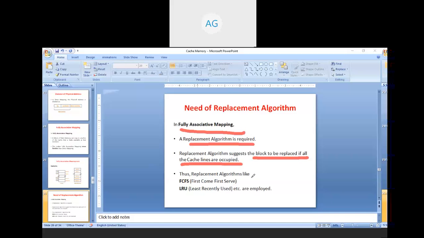Two types of replacement algorithms are predominantly used. First is FCFS, which is the first come first serve algorithm, and second is least recently used, whose short form is LRU. These types of algorithms are basically employed in fully associative mapping. So moving to the next slide.